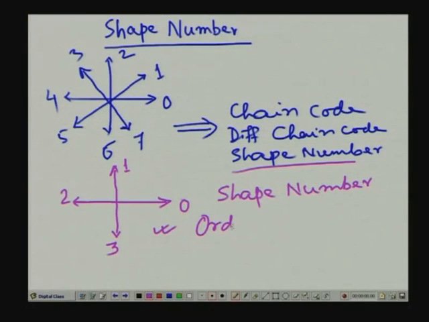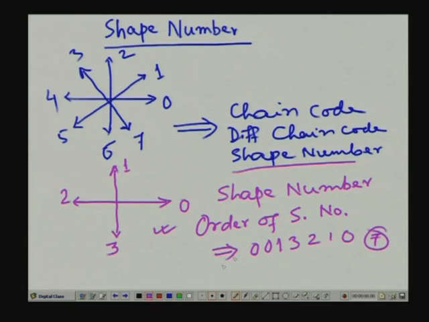Now, there is another term which is called order of the shape number. This order of shape number is nothing but the number of digits which are present in the shape number. So, if I have a shape number something like this, say 0, 0, 1, 3, 2, 1, 0, you find that in this particular shape number there are 1, 2, 3, 4, 5, 6, 7 different digits. So, the order of this particular shape number will be 7.